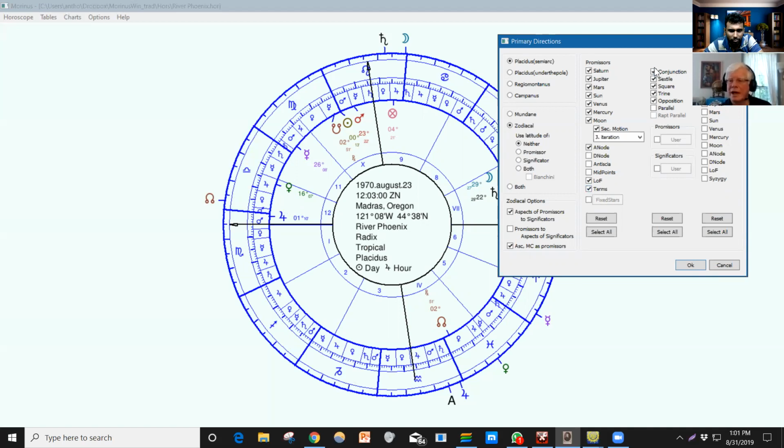For the aspects here, I picked the classical aspects. I didn't put parallel. Some people use them. And for the significators, it's really best to pick one at a time. You can pick a lot of them, but then you'll get this enormous list. It'll be hard, confusing. But well, let's look at his career first. I'm going to pick the MC. So I want to study his career. I'm going to look at the MC.